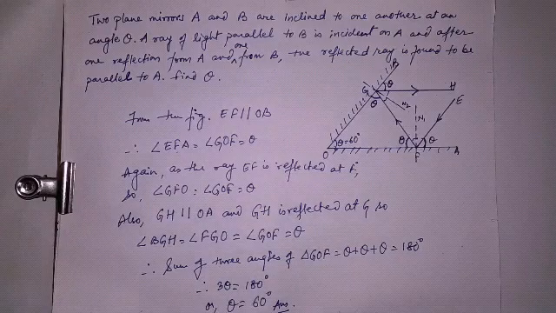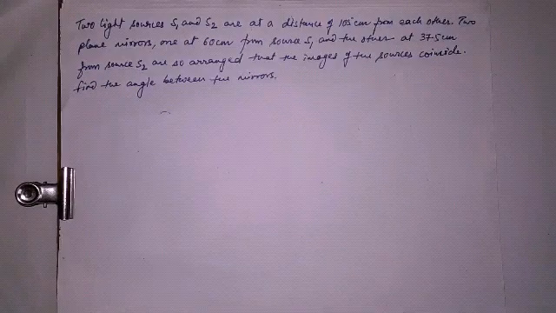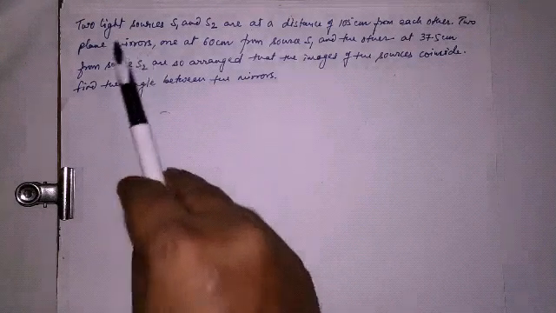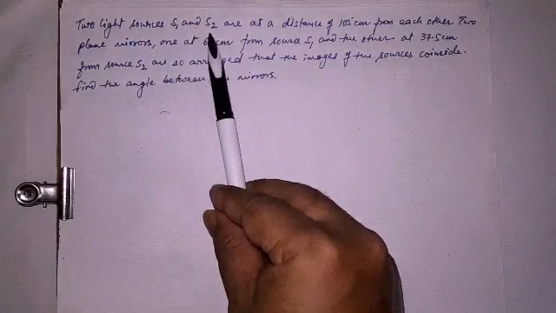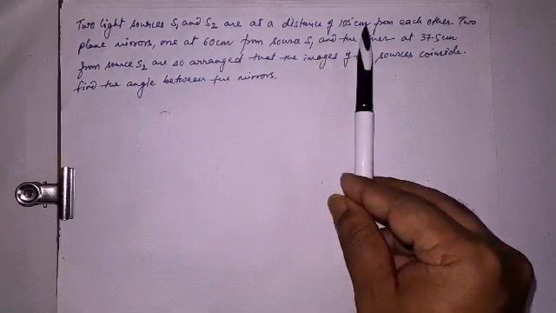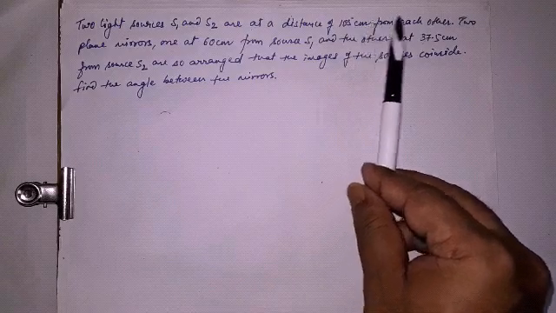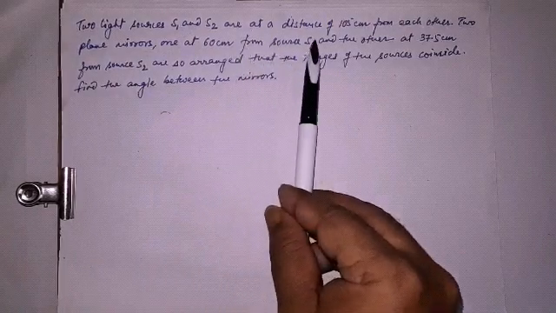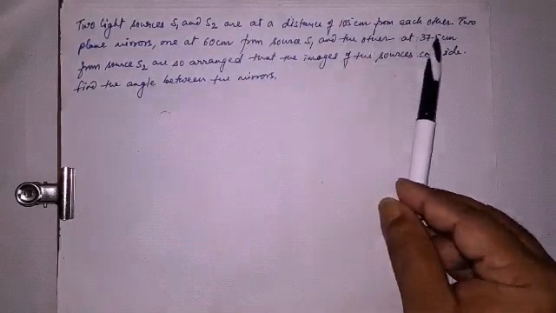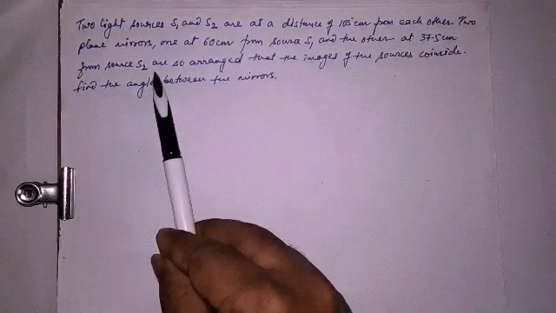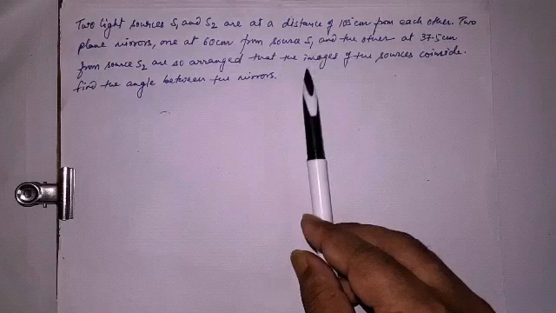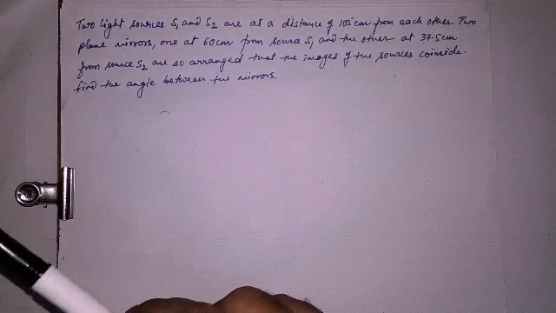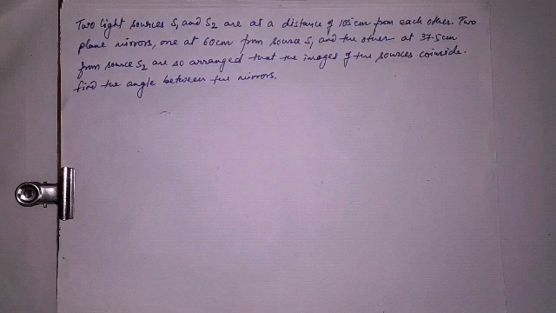Let us move to another problem. Let us see this example. Two light sources S1 and S2 are at a distance of 105 centimeter from each other. Two plane mirrors, one at 60 centimeter from source S1 and the other at 37.5 centimeter from source S2, are so arranged that the images of the sources coincide. Find the angle between the mirrors.